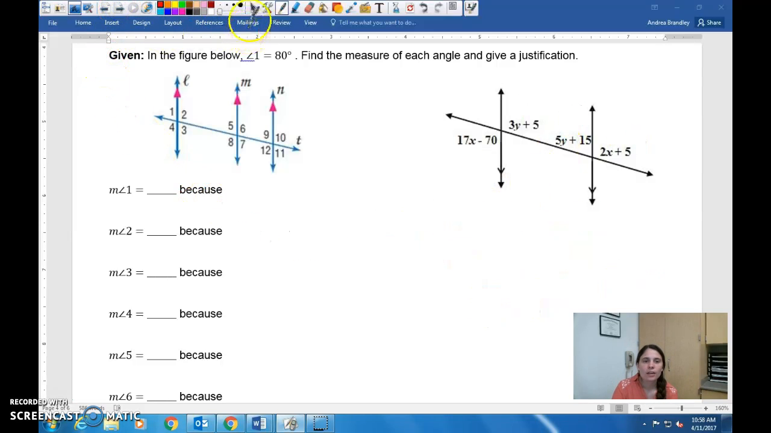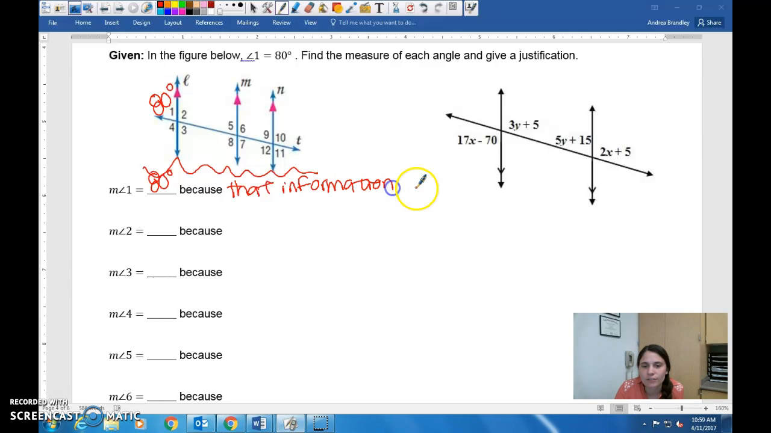So now I just want to go ahead and look at this figure for a minute. Angle 1 is equal to 80 degrees. And now I want to go through and find all of these other angles and explain how I knew that. The first one is the measure of angle 1, which is given to me, is 80 degrees. That's pretty easy to explain because that information was given. So that's all I'm going to say: the measure of angle 1 is 80 degrees because that information is given. But from here on out, we're going to have to find everything else, so we're going to explain how we found it.